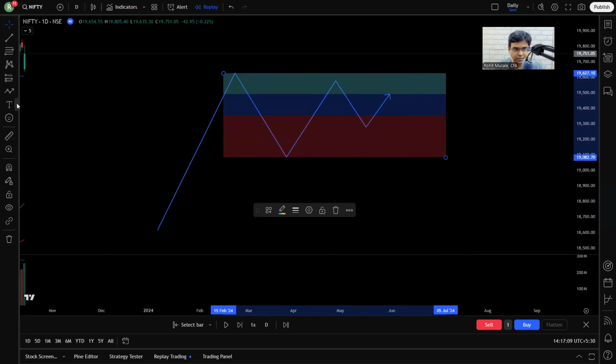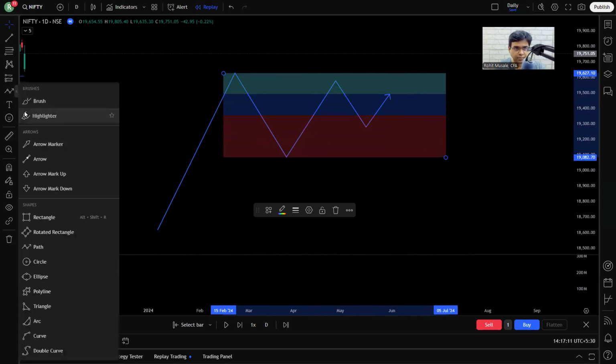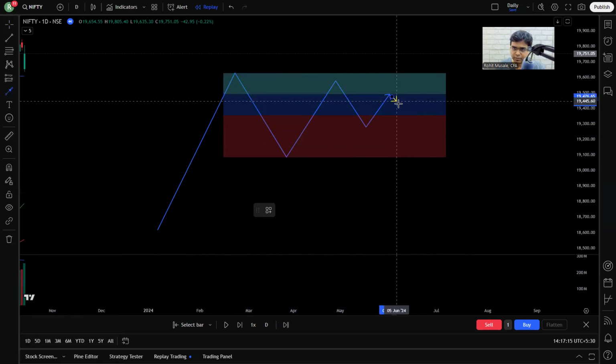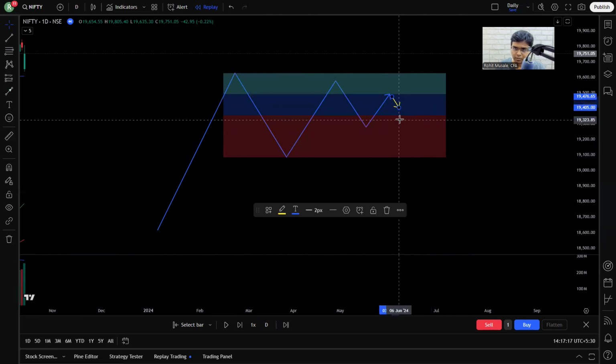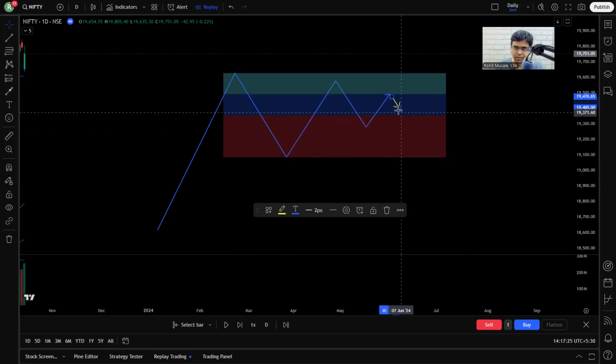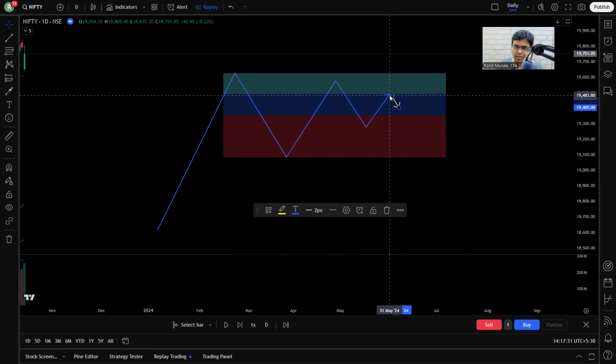Let's say on the next day, the price goes down. So now you have point number 6. How many points in the base? 1, 2, 3, 4, 5, 6. So since point number 6 has been completed, point number 5 becomes your buy point.